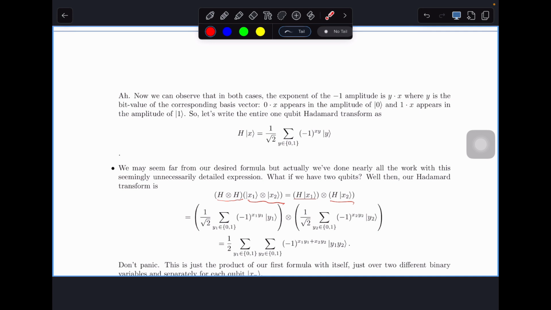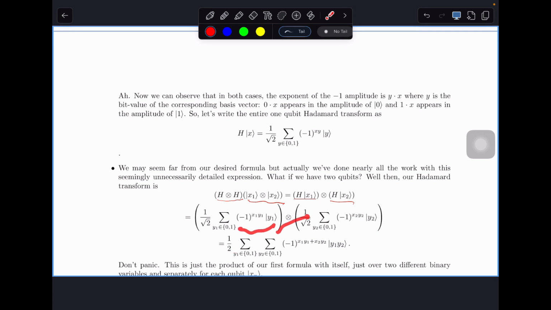So now what we're going to want to do is invoke our formula. And notice that we're going to have to sum over separate indexes, index y1 and index y2. Now, don't panic. We're just going to do a little bit of algebra to condense this sum. And specifically, we're going to want to see how we can collect the minus 1 coefficients. So doing that allows us to move this 1 over square root 2 and this 1 over square root 2 to the front. That's super easy and nice.